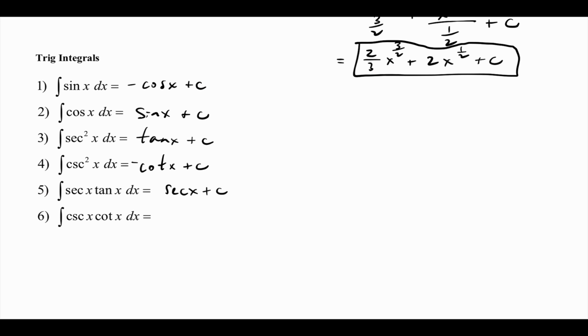Okay. And then the last one, cosecant cotangent. The derivative of cosecant is negative cosecant cotangent, so the antiderivative would be negative cosecant of x. Okay? No big secret there. It's just the opposite direction. That's just straight off your sheets.